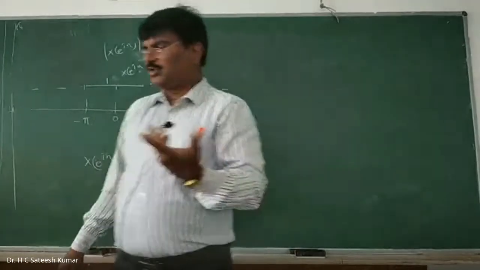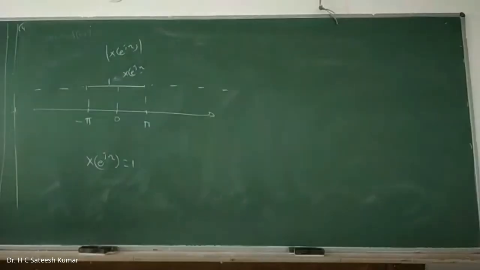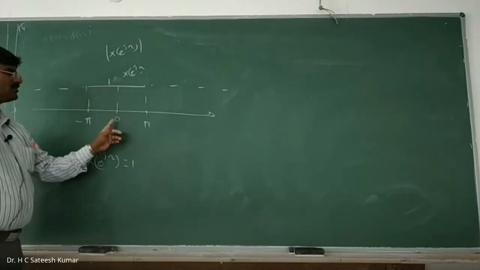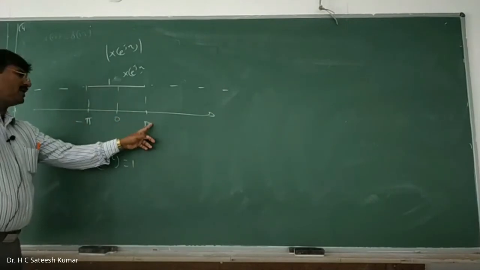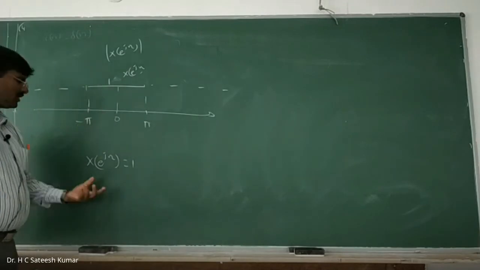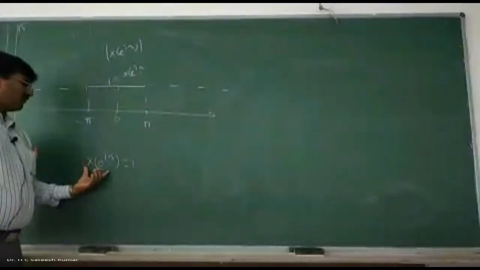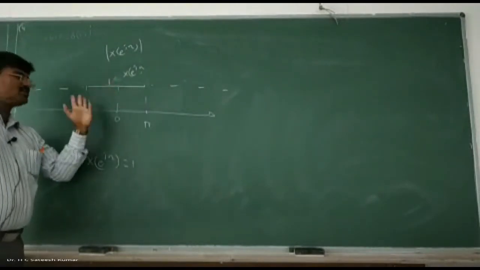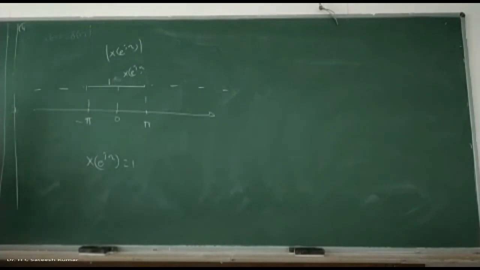So you need not worry about drawing the spectrum. It's very easy because you take only 3 values: 0, pi, minus pi. If you want more, you can take 0, pi by 2, pi, minus pi by 2, minus pi, and draw the values. But in this particular case, X of e to the power of j omega is 1. Therefore it's constant. The same constant repeats from minus infinity to plus infinity with a period of 2 pi. That's the meaning of spectrum.